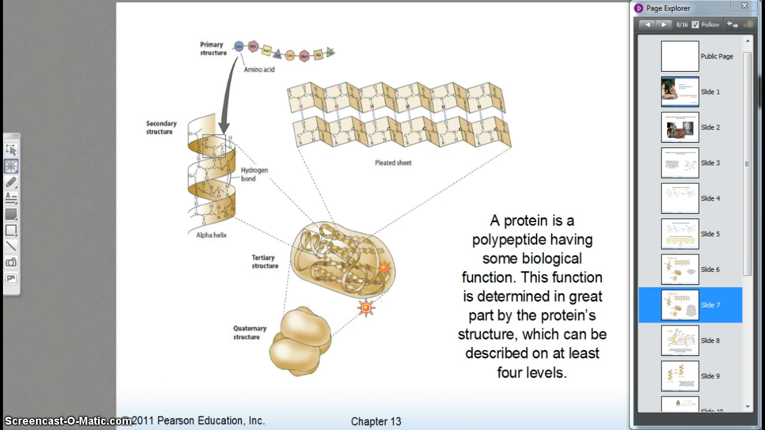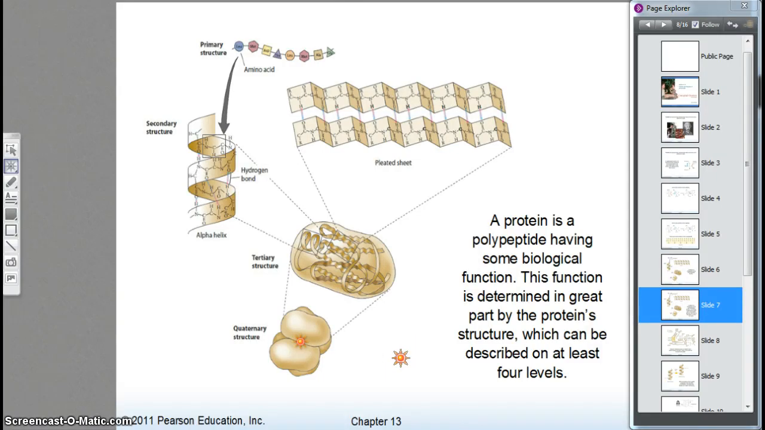The quaternary structure describes how separate protein chains join to form one larger complex. And you can see the quaternary structure here. Each level of structure is determined by the level before it. So the sequence of amino acids actually determines the final shape.